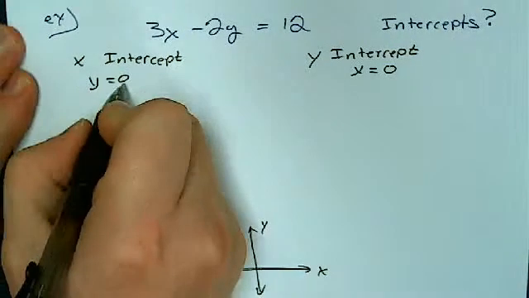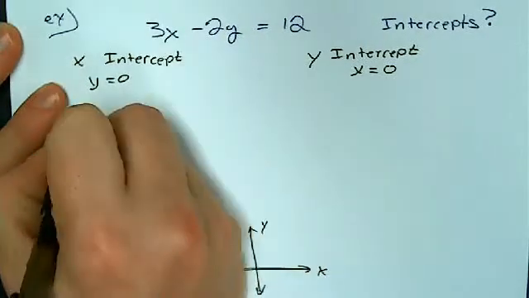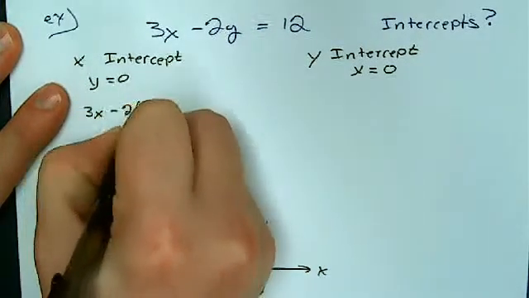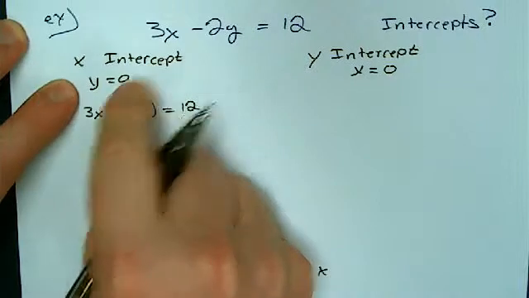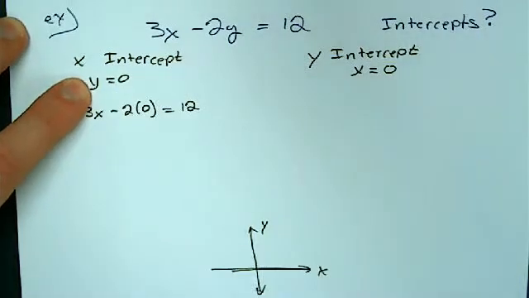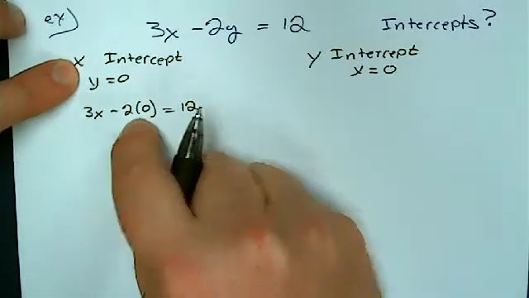So the x-intercept, y is 0. So let's replace y with that. 3x minus 2 times 0 equals 12. Because at the intercepts, that number is 0. So I'm just replacing y with that 0.